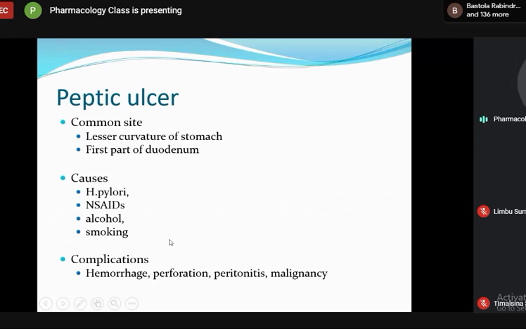If it is caused by H. pylori, you should go with the treatment of H. pylori. If it is NSAIDs or alcohol, you must give the proton pump inhibitors and tell the patients to stop these drugs also. Again, if not treated, complications can occur, such as hemorrhage, perforation, peritonitis, and malignancy.